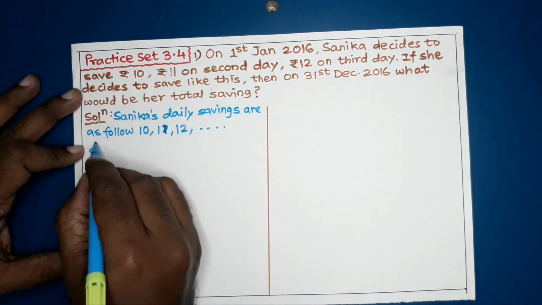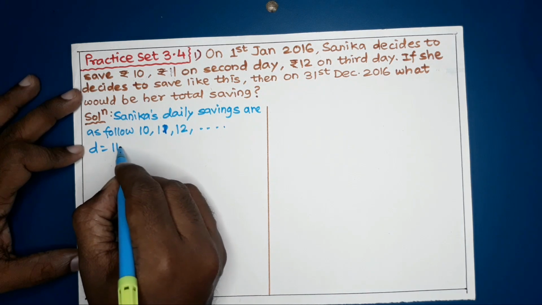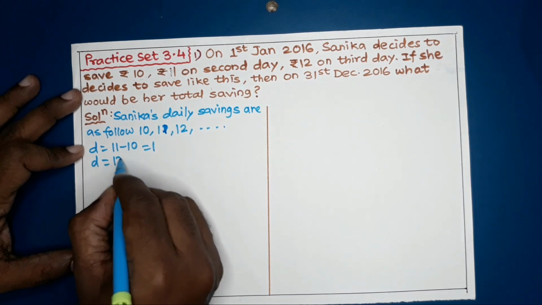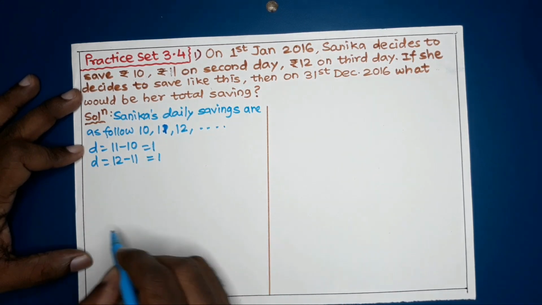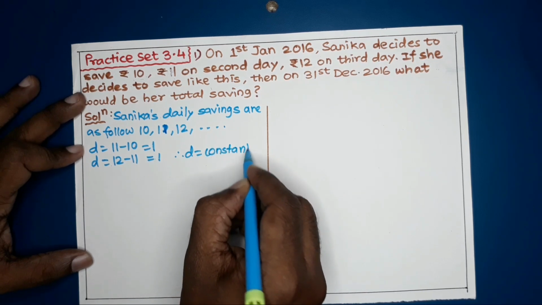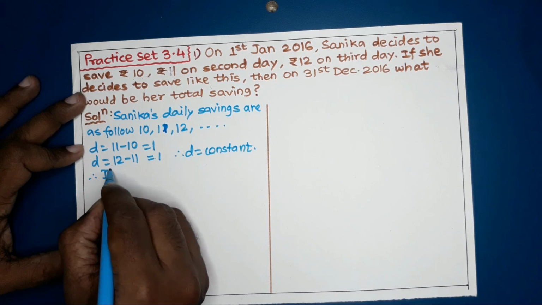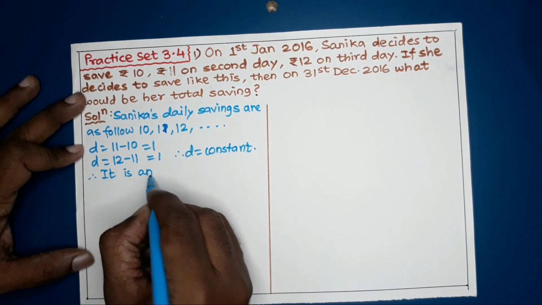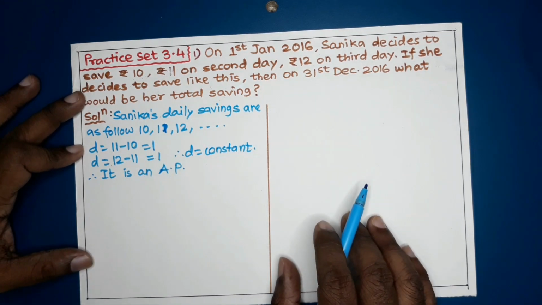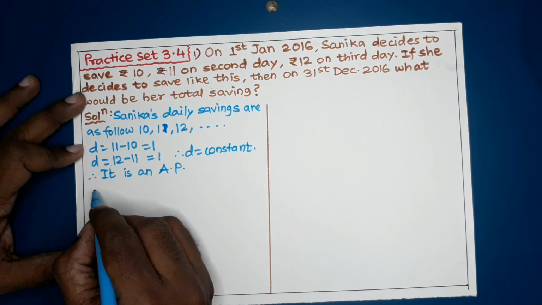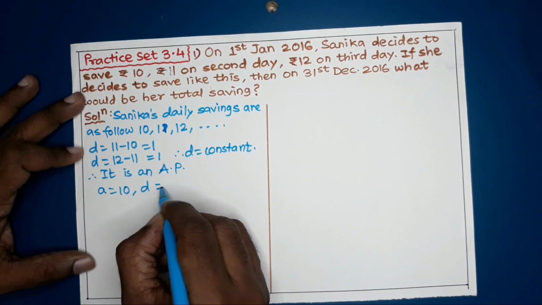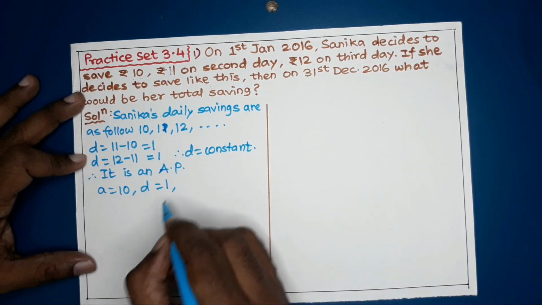If you want to verify it, then 11 minus 10 we get 1. Again 12 minus 11 we get 1. Therefore D is equal to a constant, and therefore it is an AP. First of all, we verified that the savings are in arithmetic progression. Where A is equal to the first term 10, D is equal to 1.